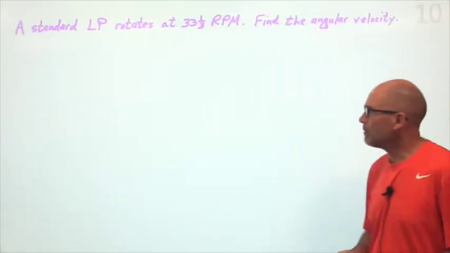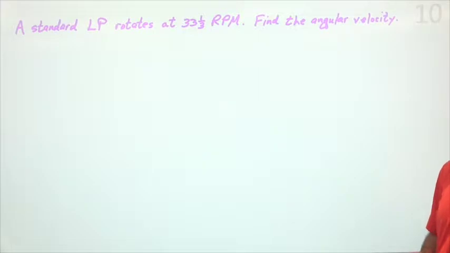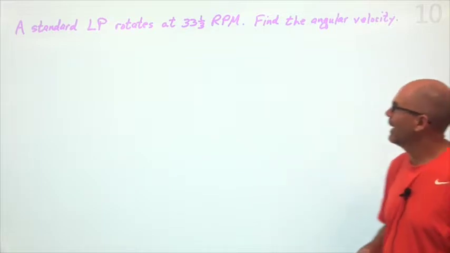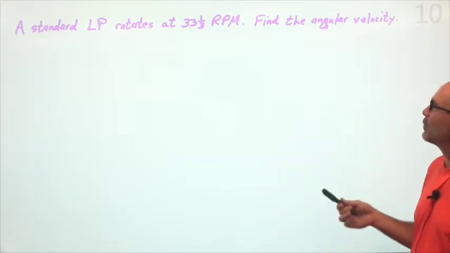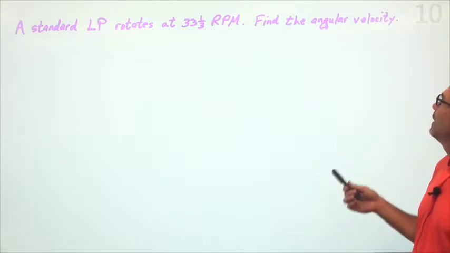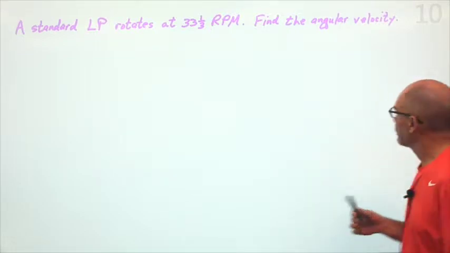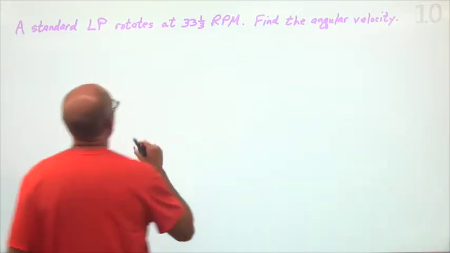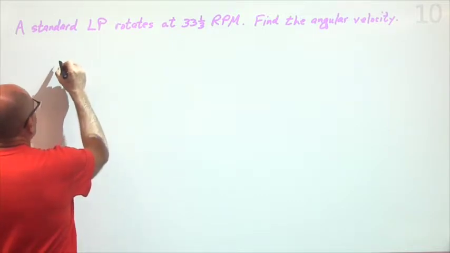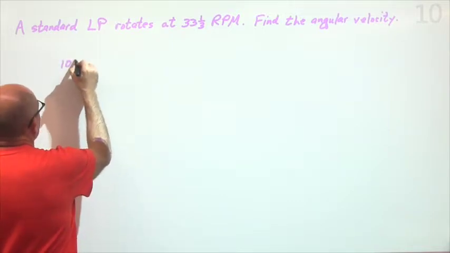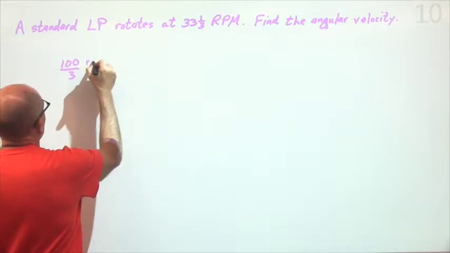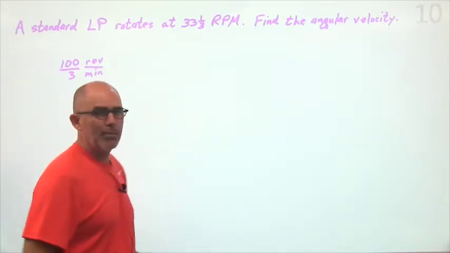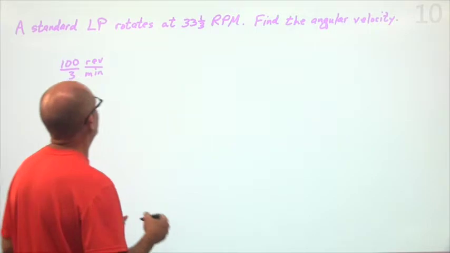Now, a standard LP, that means a vinyl record, in case you guys aren't aware of that, rotates at 33 1/3 RPMs. Find the angular velocity. Okay, let's just do this then. 33 1/3 RPMs. I'm just going to make this 100 thirds revolutions per minute. That's what RPMs means, revolutions per minute.